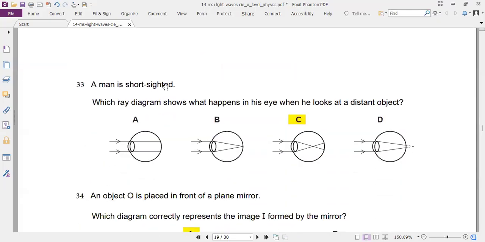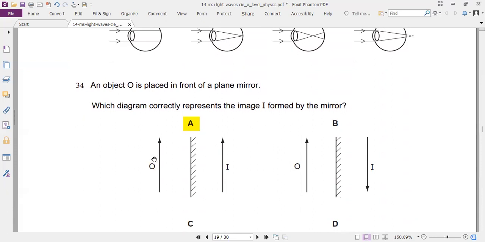The man is short-sighted. Here, short-sighted means short of the retina. This is the retina and this is the image, short of the retina. This is not possible. This is correct sight. This is long-sightedness. So this is the only short-sighted one.